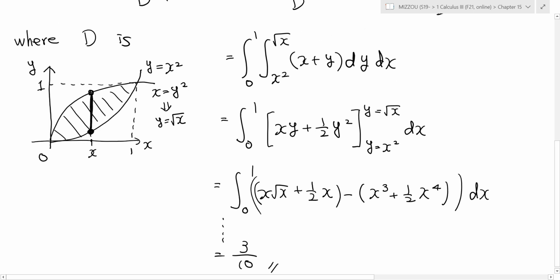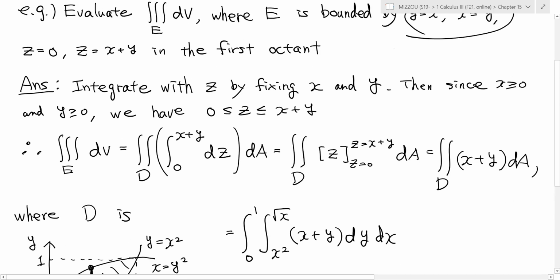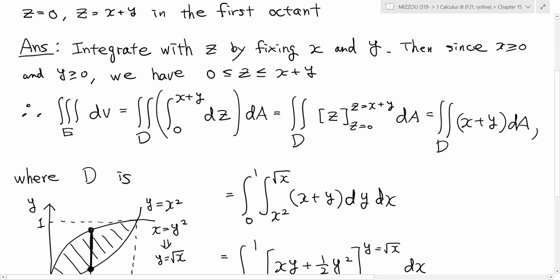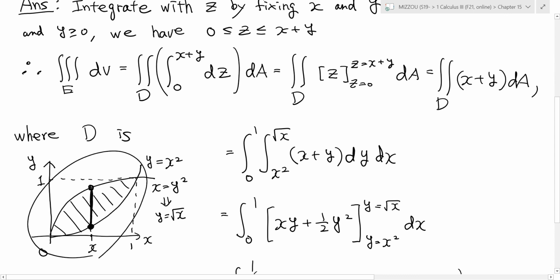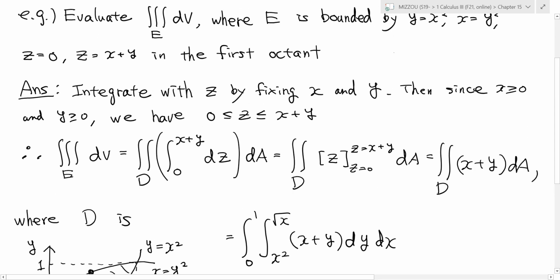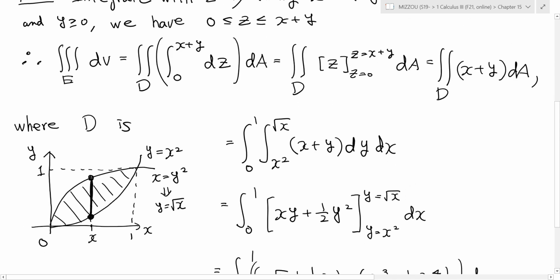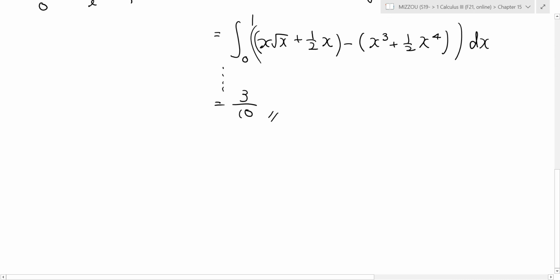So the upshot is that for this problem, you don't really have to be able to visualize what this E is. However, can you actually guess how this E looks like? So the shadow of E on the xy plane is this, the region bounded by two parabolas. And then z is from 0 to x plus y, and z is equal to x plus y is just a plane. And indeed, the solid E looks like this. So this is just a side remark.